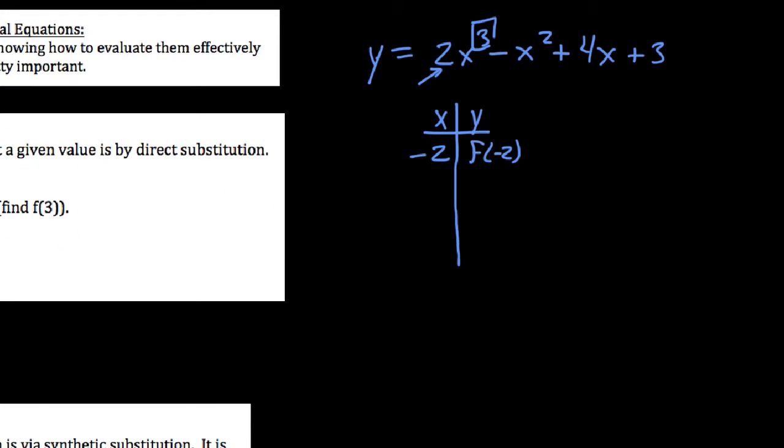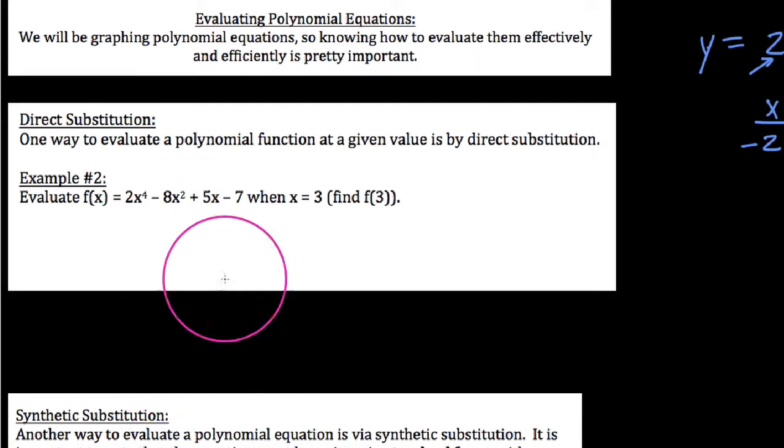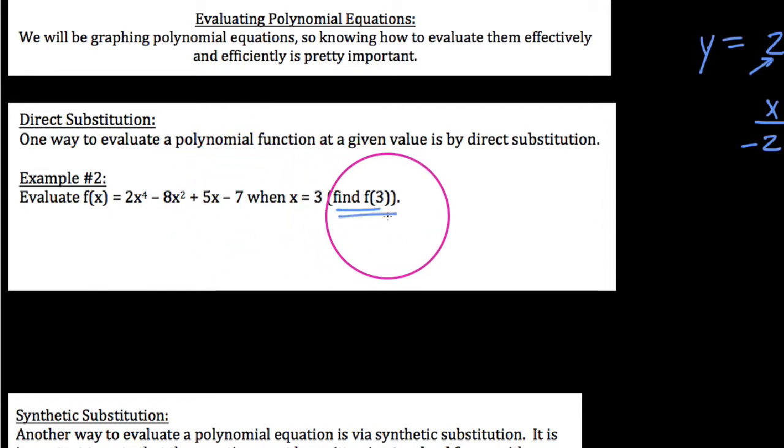Okay, so there are two ways to evaluate polynomial functions. One is what we call direct substitution. Direct substitution, of course, is the first way we learn when we evaluate polynomials. So we're going to say we have some polynomial here, f of x or y. We say y equals 2x to the fourth minus 8x squared plus 5x minus 7. I want to know what the y value is when x equals 3.